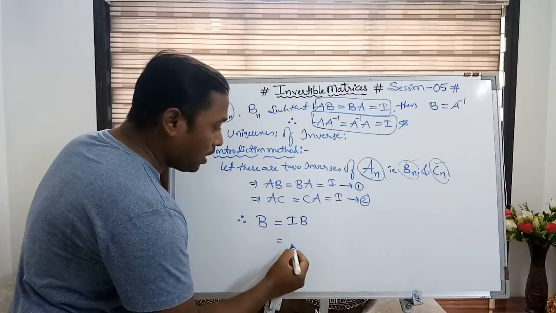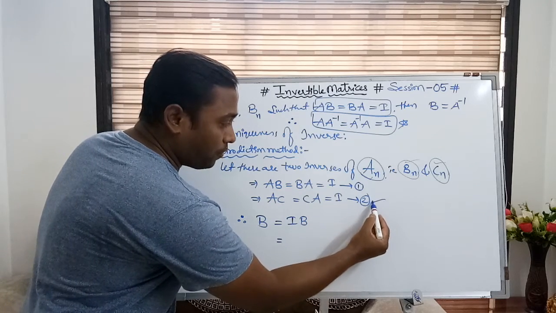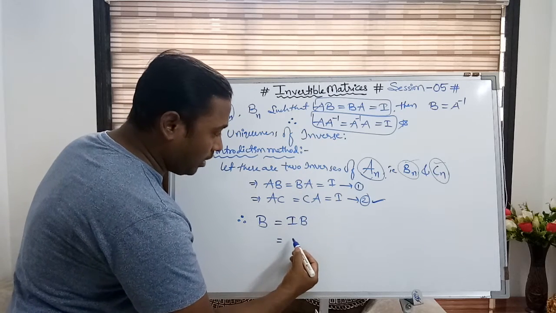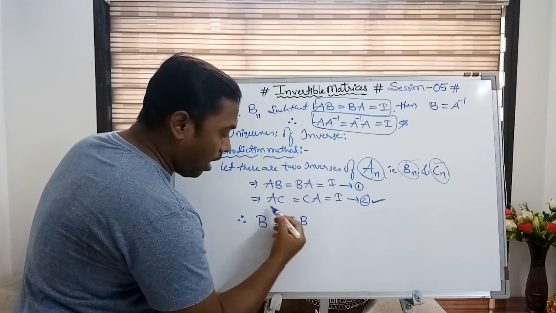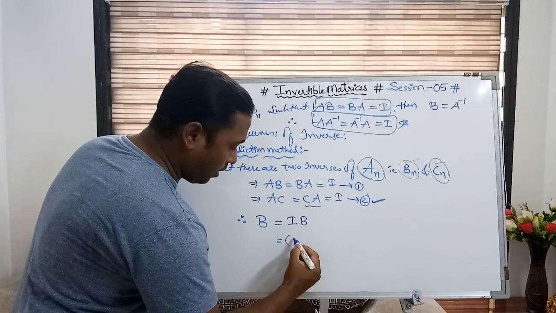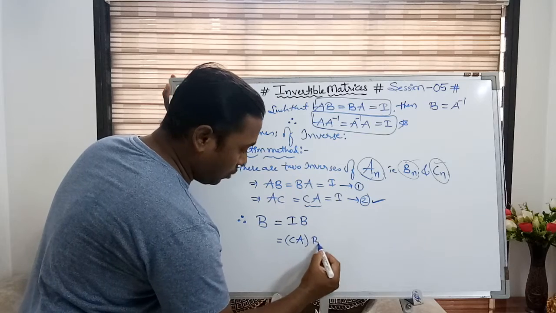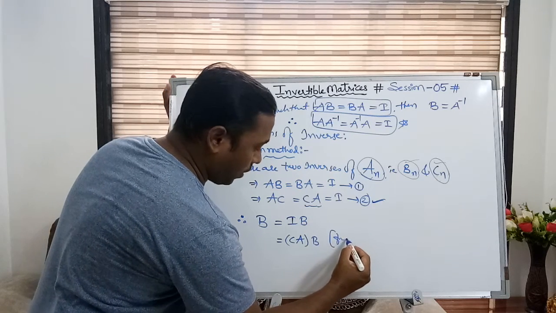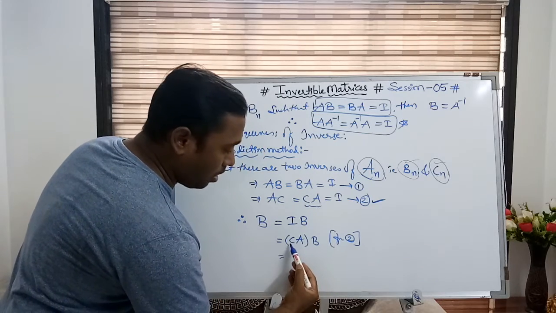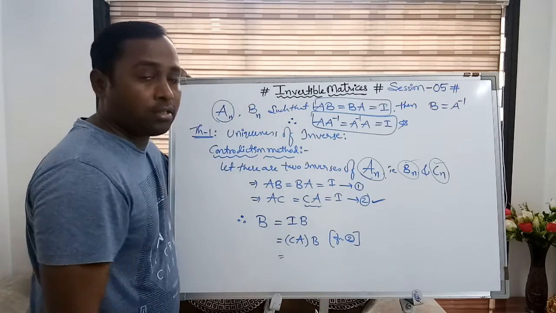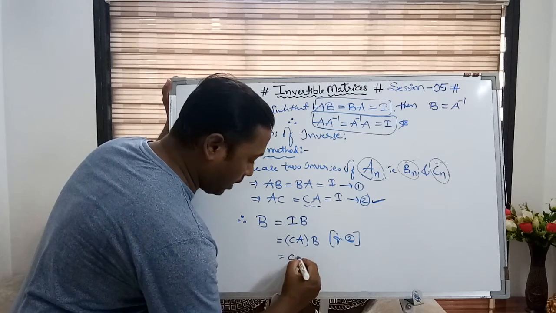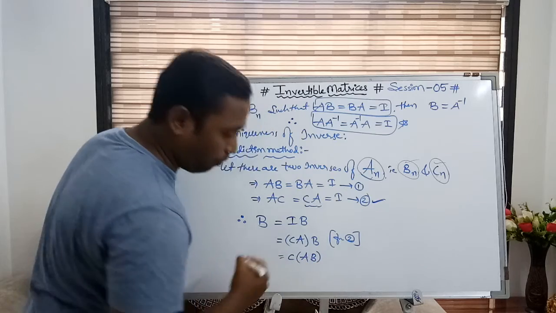Now from the second equation, this I can be replaced with CA or AC. So I am replacing this I with CA. So I can write CA into B, which is taken from the second result. The product of three matrices is associative in nature, so I can write this product as C into AB also.